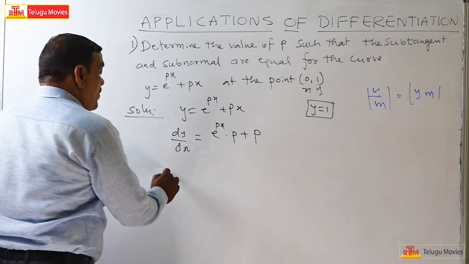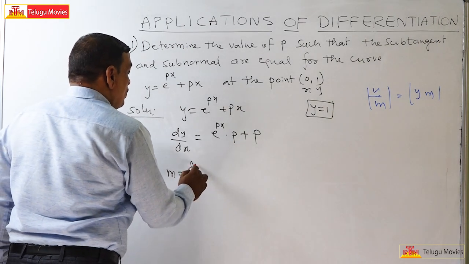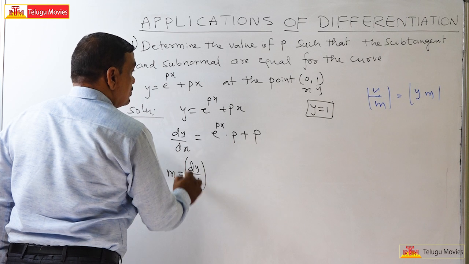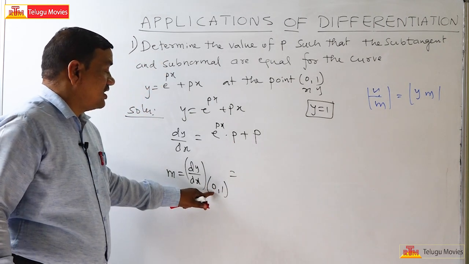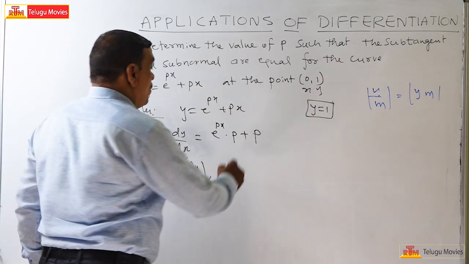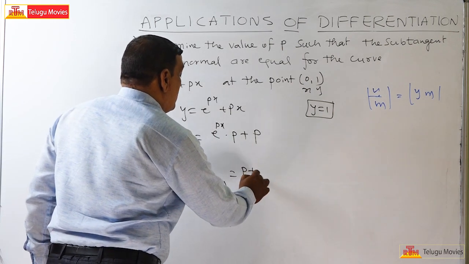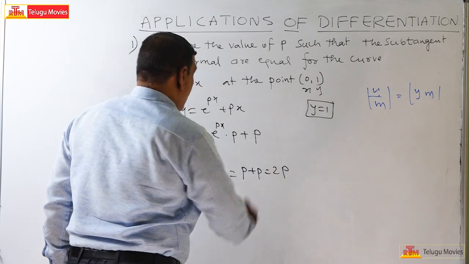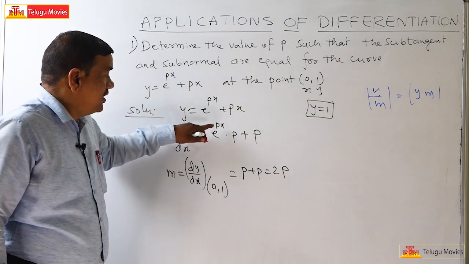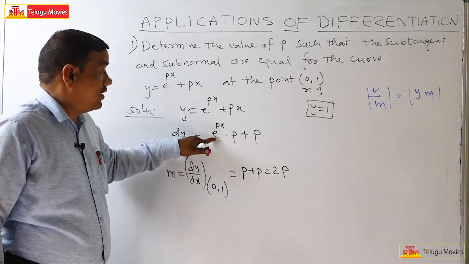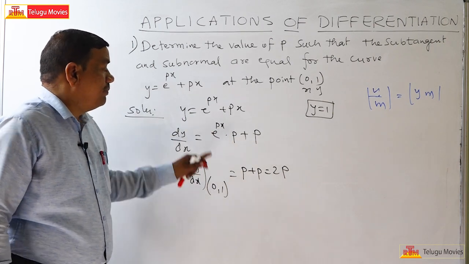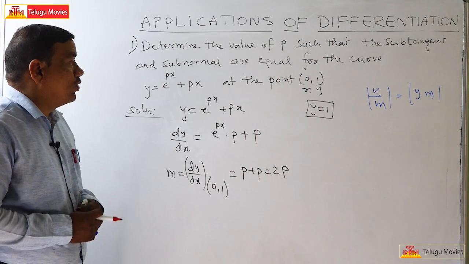Therefore, what is the slope of the tangent? m is equal to dy by dx. We have to substitute (0, 1). Wherever x is there, substitute 0: e power 0 is equal to 1, so p remains, p plus p, that is equal to 2p. The m value is equal to 2p.